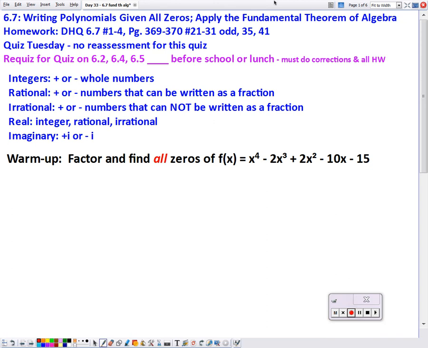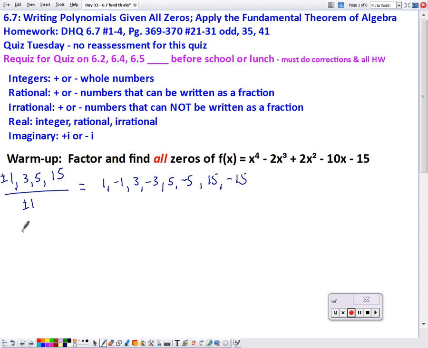Okay, so hopefully the first thing you did was apply the rational root theorem for the warm-up. You looked at the constant, which was 15, and took factors of the constant, which would be 1, 3, 5, and 15. And you put that over factors of the leading coefficient, which was just 1, so it would be plus or minus 1. So your possible rational zeros would be 1, negative 1, 3, negative 3, 5, negative 5, 15, and negative 15.